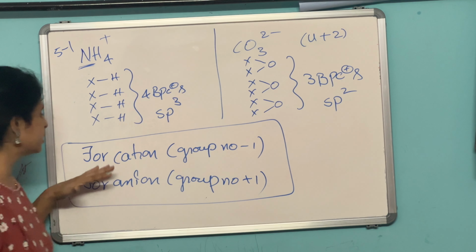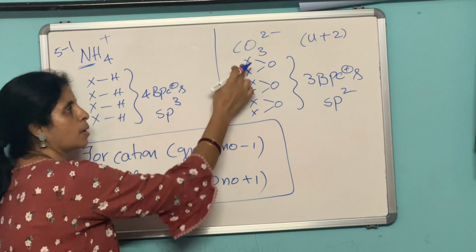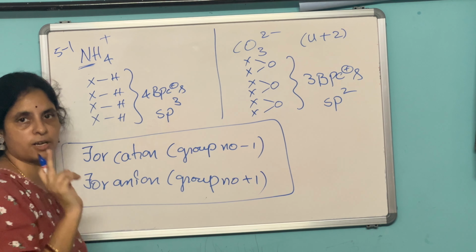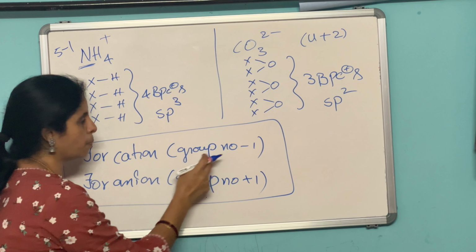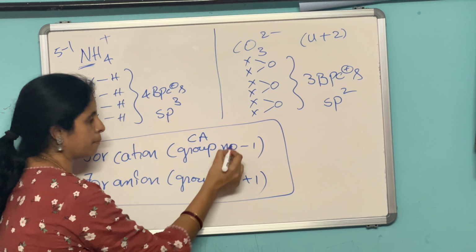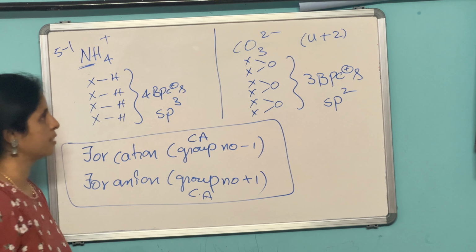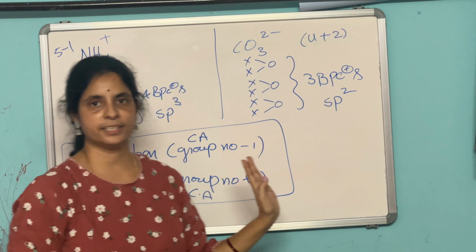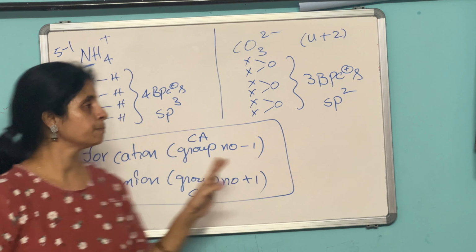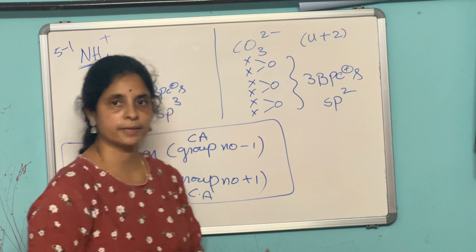So here these 3 points you have to remember. For oxygen, you attach 2 cross marks to one single oxygen. And here if cation is there, central atom group number -1. For anion, central atom group number +1. And here if oxygen is there, like this. Clear? Super clear? Okay. We'll solve some more examples.